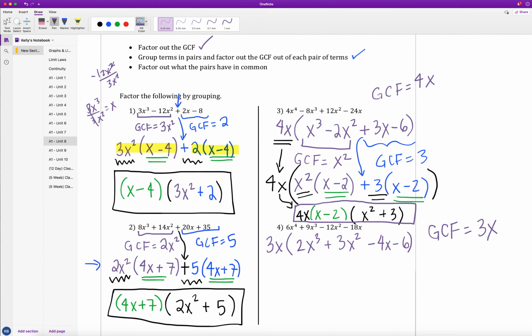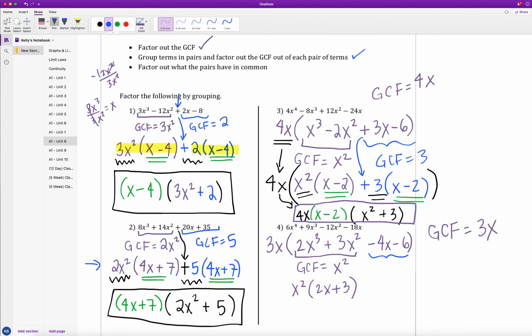Now that I've factored out my greatest common factor out of all of them, I want to go ahead and do my factor by grouping. Why don't you pause the video and factor the inside part of this by using factor by grouping. So group your first 2 terms and then group your last 2 terms. Okay, let's check our factor by grouping. The first thing we need is a greatest common factor. Between 2x cubed and 3x squared, our greatest common factor is going to be x squared. So I can factor out an x squared and we'll be left with 2x plus 3.